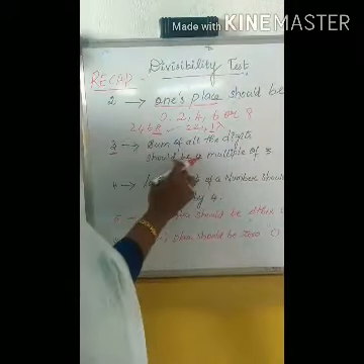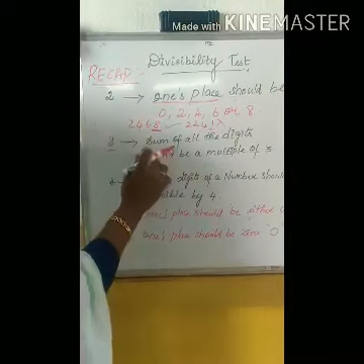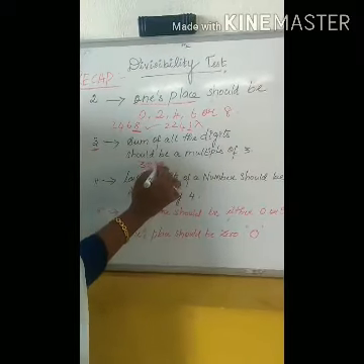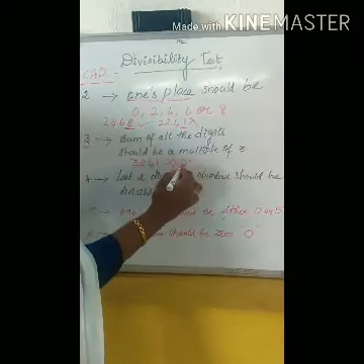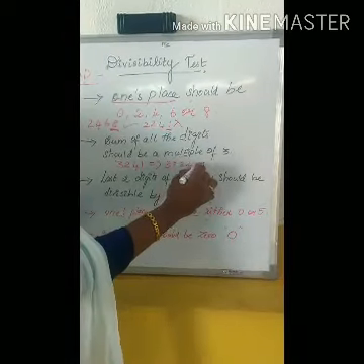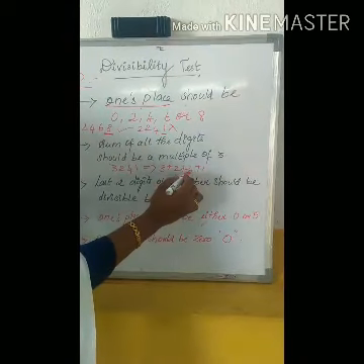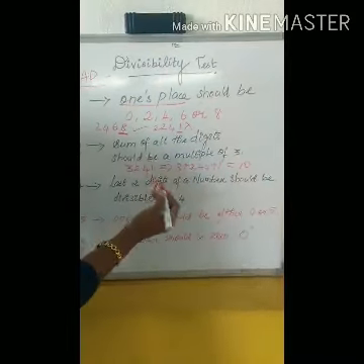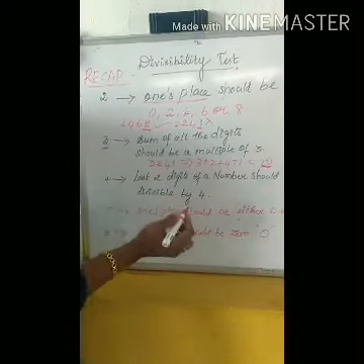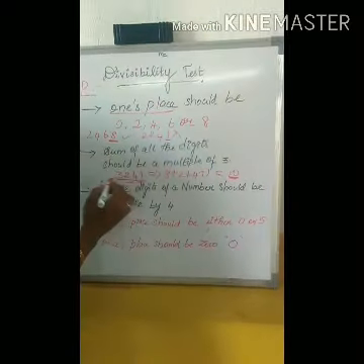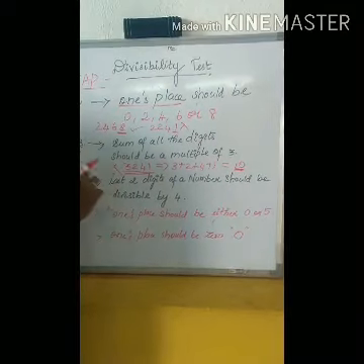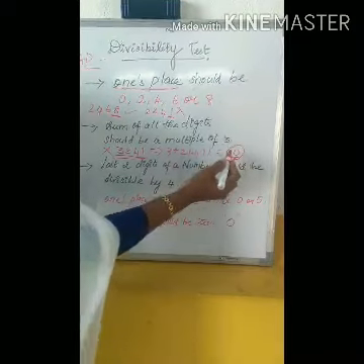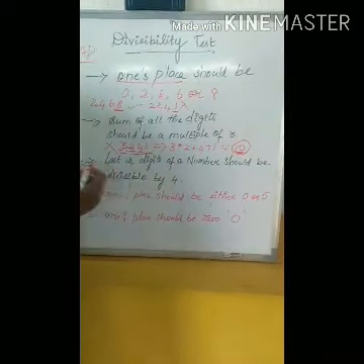Next, the divisibility test for 3. Sum of all the digits should be a multiple of 3. For example, we can take 3241. The sum of all the digits: 3 plus 2 is 5, 5 plus 4 is 9, 9 plus 1 is 10. So, 10 is not a multiple of 3, so this number 3241 is not divisible by 3. Suppose the sum obtained is a multiple of 3, then the number is divisible by 3.